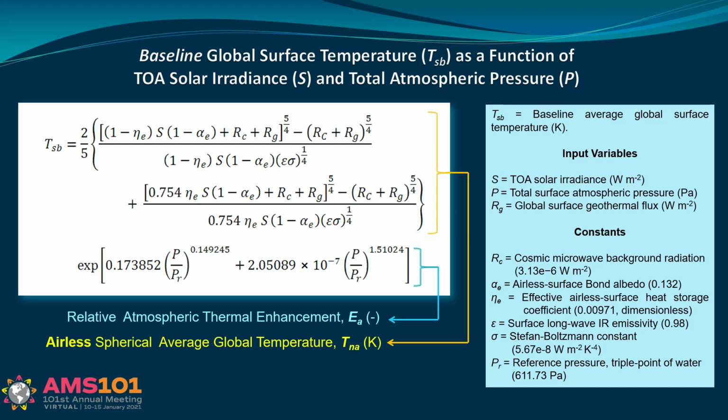This is the equation derived by Nikolov and Zeller 2017 based on NASA data that describes the global baseline surface temperature of rocky planets and moons as a product of two terms. A, the no atmosphere or airless global temperature T sub Na, highlighted in yellow, and B, a dimensionless atmospheric thermal enhancement E sub A, quantifying the relative effect of pressure on temperature, highlighted in blue. The second term describes the red curve we saw on the previous slide. Note that this equation does not contain a cloud albedo variable, yet it predicts quite accurately the baseline temperatures of 6 planetary bodies spanning a broad range of physical environments in the solar system.